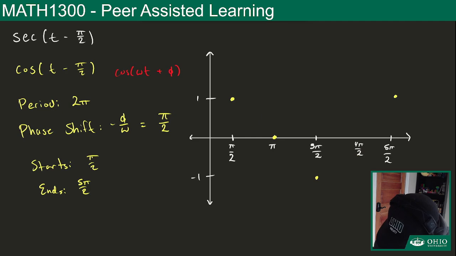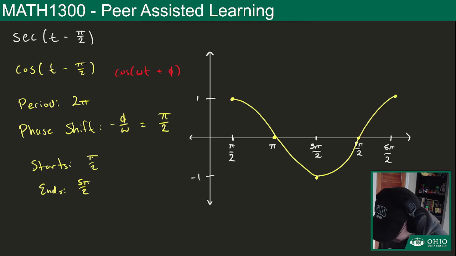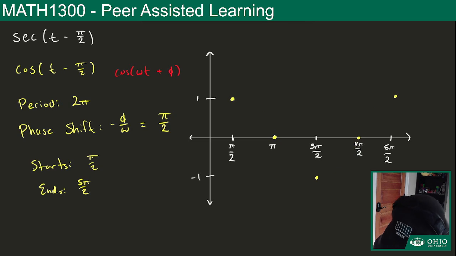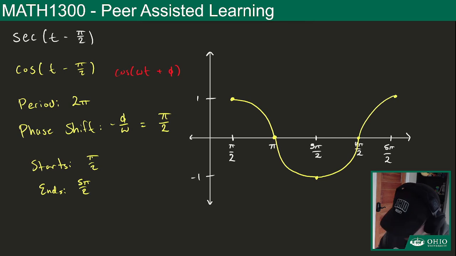Completely missed. Oh, I forgot the other intersection point. There's an intersection point right here. Okay. Now let's try and graph this. Okay. That looks horrible. Let me try that one more time. Okay, that looks a lot better. All right. So this is our graph of cosine, as bad as it might look.